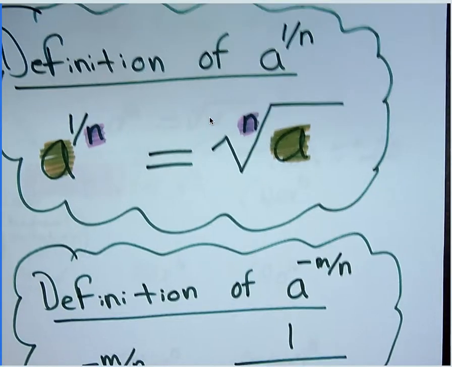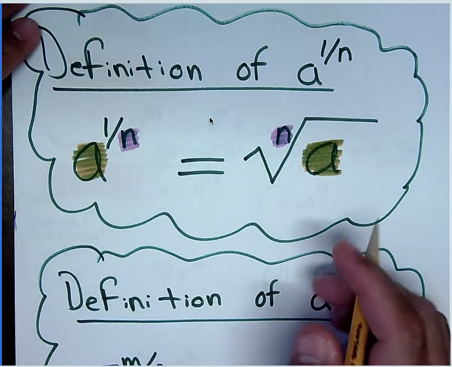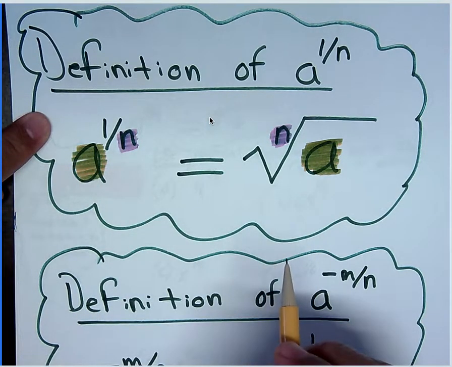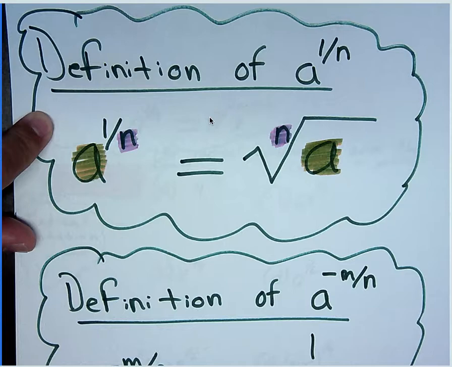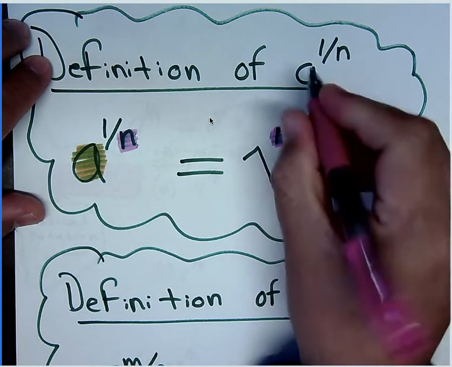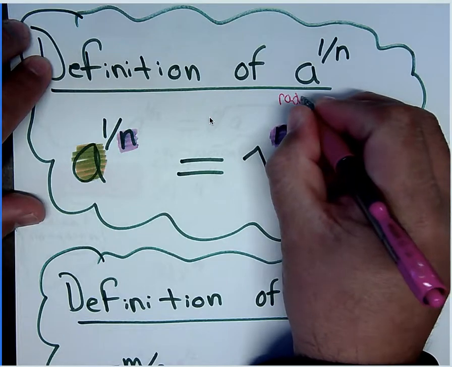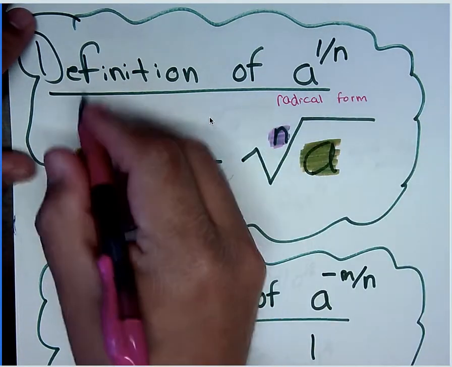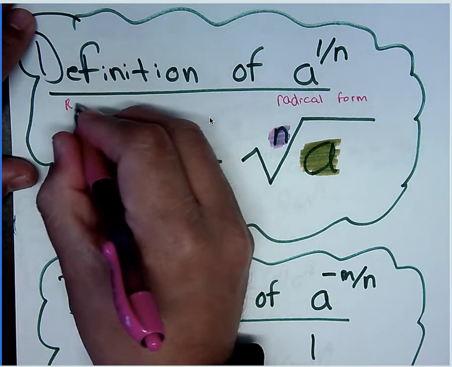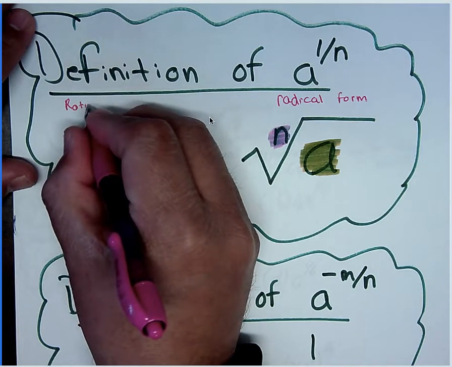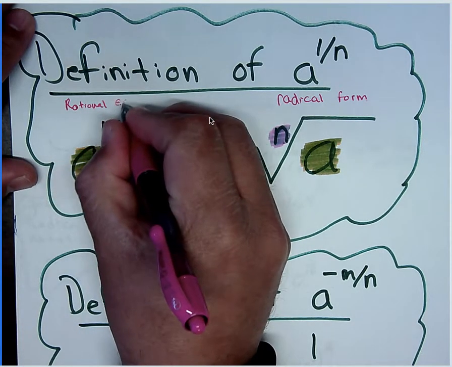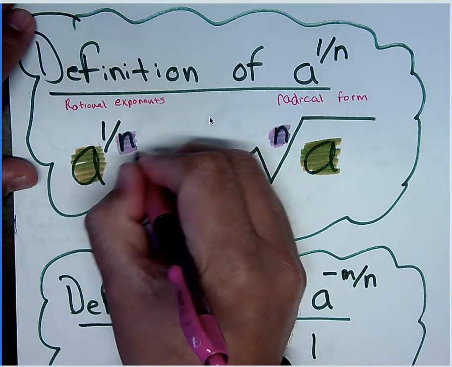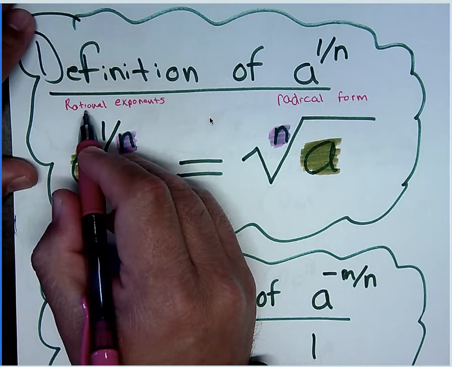Okay, there are two definitions for this one. This is the first definition. This is the radical form. This is our rational form. Rational exponents. So we're talking about the exponents. The exponent would be a rational number, a fraction.